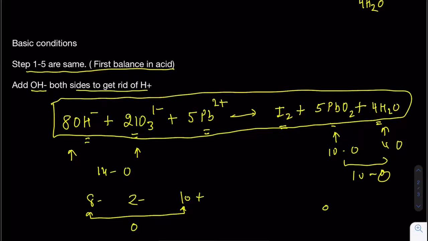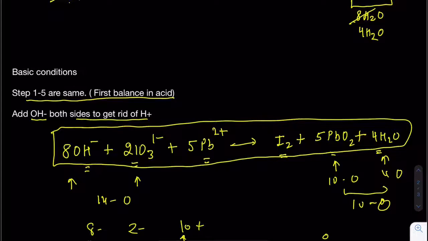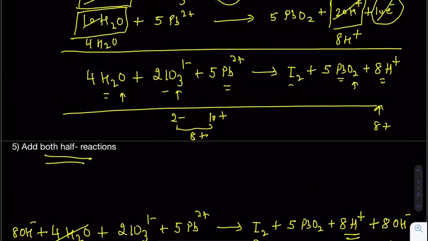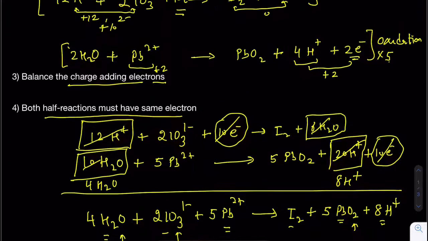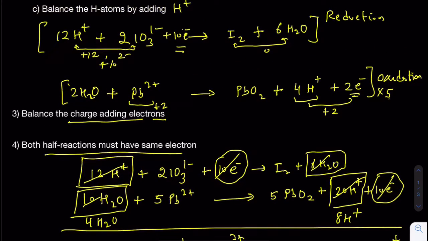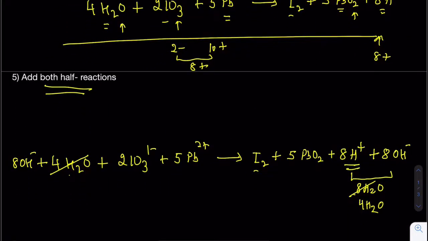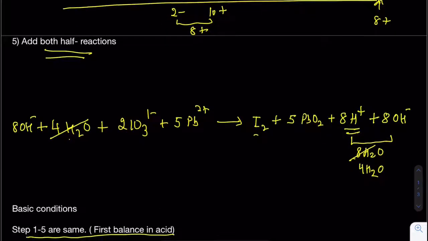Alright, so this is how you're going to be balancing the equations in acidic and basic conditions. Make sure you have these steps memorized. If you skip any one of those steps, you may get your answer wrong. And then in terms of double checking your answers at the end, you can always make sure all your atoms are balanced and all your charges are balanced.